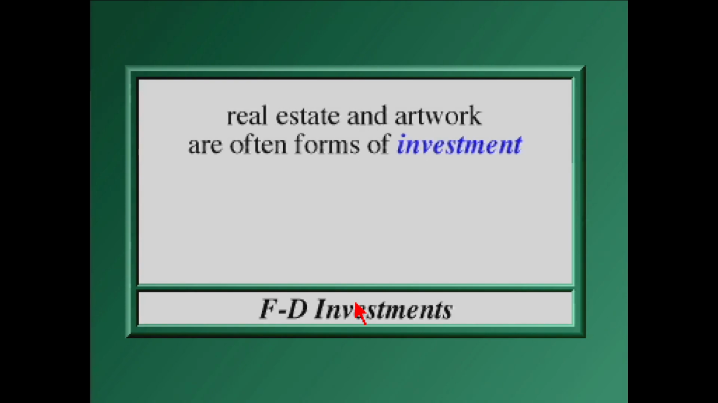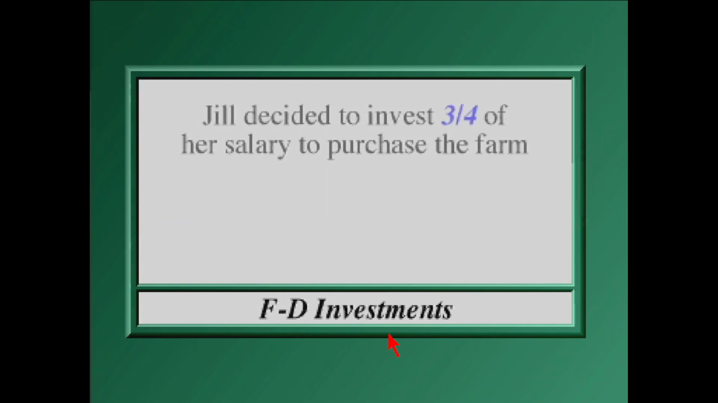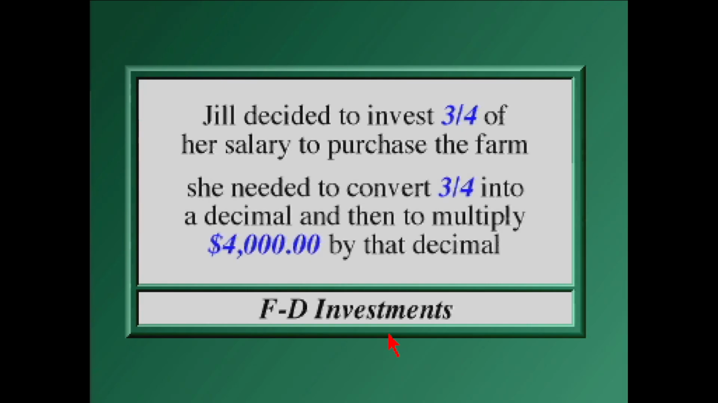Real estate and artwork are often forms of investment. Jill decided to purchase a farm for $90,000 from her grandmother by first saving the money and then paying cash for the full amount. Jill decided to invest three-fourths of her salary in a savings account in order to purchase the farm. In order to know how much money to deduct from her salary, she needed to convert three-fourths into a decimal and then to multiply her $4,000 per month salary by that decimal.